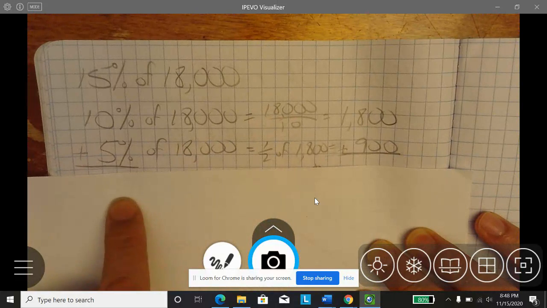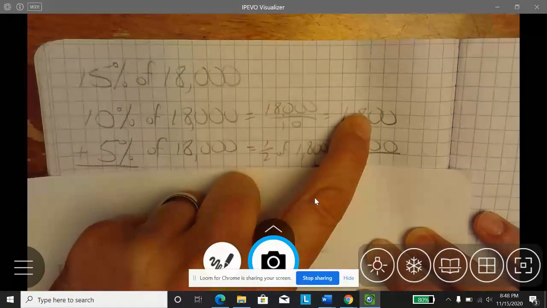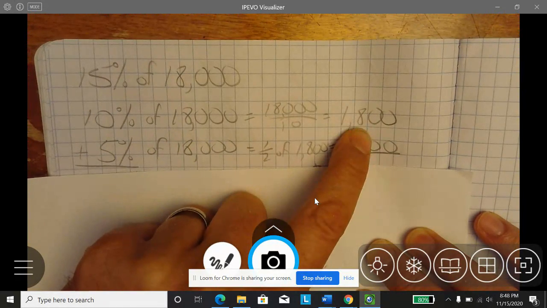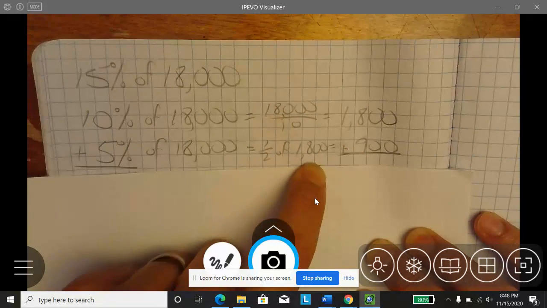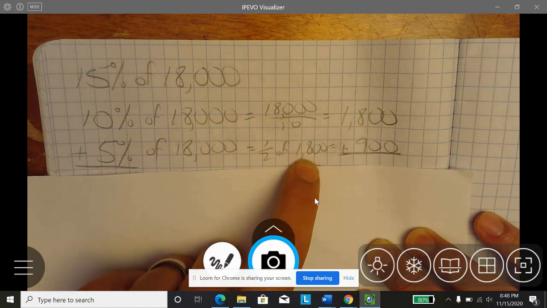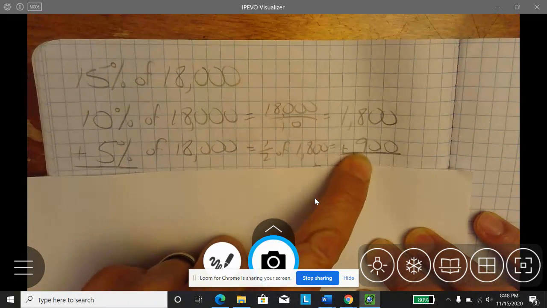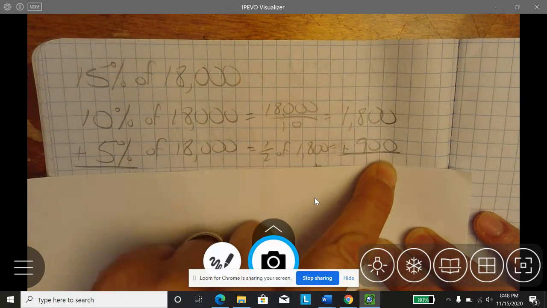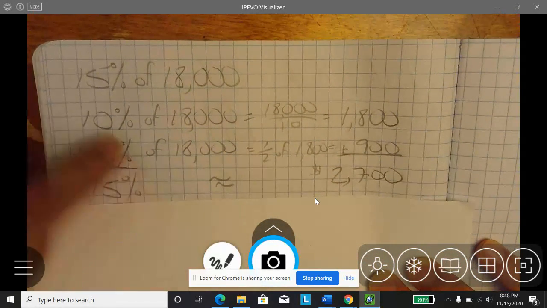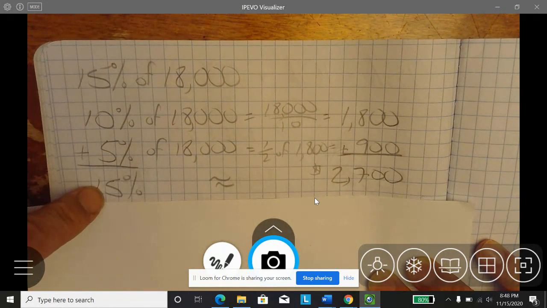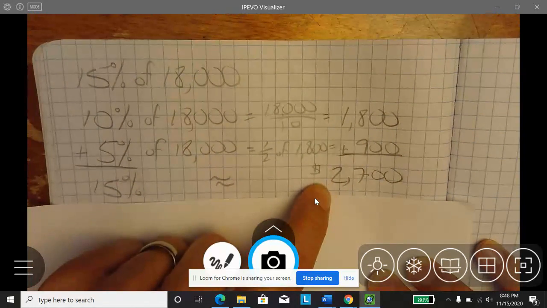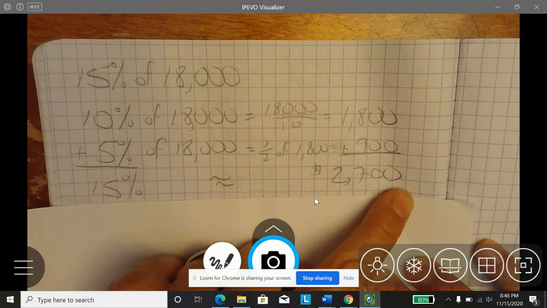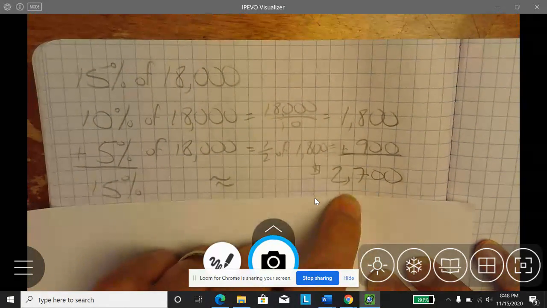Then 5% is just half of whatever 10% was. And we know 10% was 1,800. So half of 1,800, that's 18, and half of 18 is 9. So half of 1,800 is 900. Then I add those together. 10% plus 5% is 15%. I know 18 plus 9 is 27. So that's $2,700. So that's that guy's commission just from selling knives.